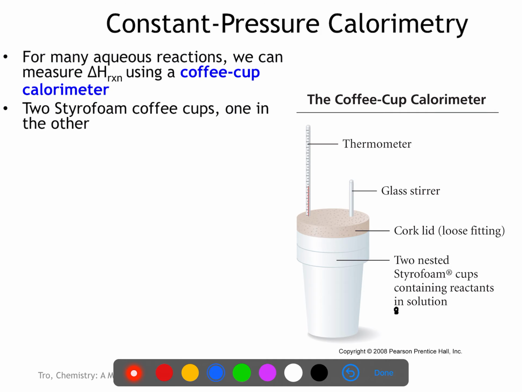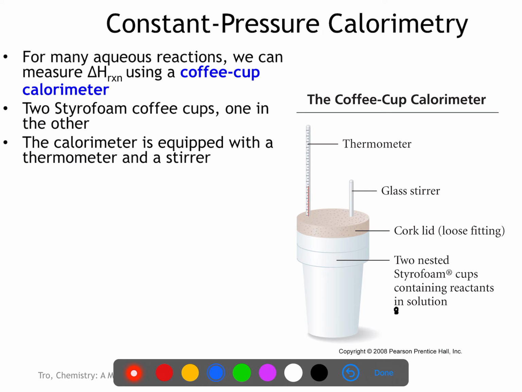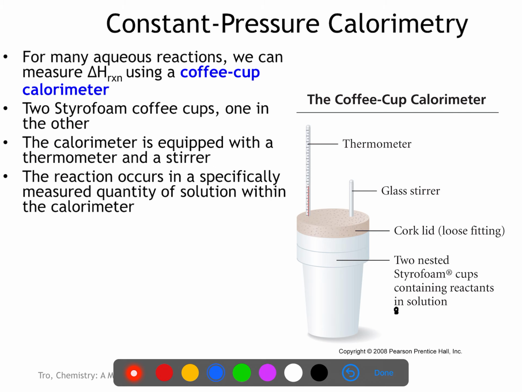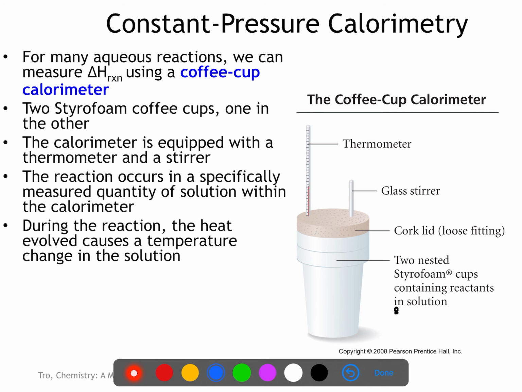Two styrofoam cups are placed together, one in the other, creating insulation. The calorimeter is equipped with a thermometer and a stirrer. The reaction occurs in a specifically measured quantity of a solution within the calorimeter. During the reaction, the heat evolved causes a temperature change in the solution. You'll have an initial temperature when you then create the reaction by adding the other aqueous solution to the one in the cup. The temperature will rise.